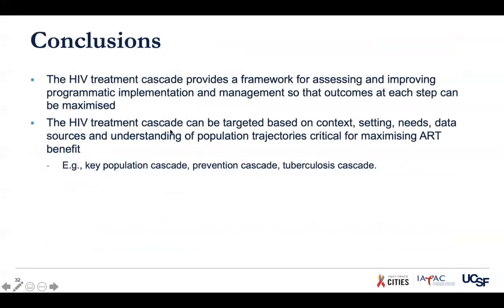So the treatment cascade provides a framework for assessing and improving programmatic implementation and management so that outcomes at each step can be maximized. The treatment cascade can be targeted based on context, setting, needs, data sources, and understanding of population trajectories, which are critical for maximizing ART benefits.